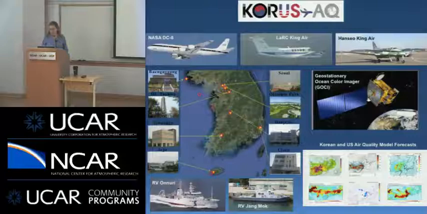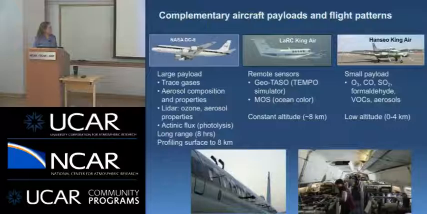So the three aircraft had very different roles. The NASA DC-8 is very large. For those of you who haven't seen it, this is the inside. You can't see so well, but it's many, many racks. It's an indication of all the inlets on one side of the plane. So it had trace gases and numerous aerosol composition and property measurements. It also has a LIDAR so that when we flew high, we could look down and get a full curtain of the ozone and aerosol backscattering. We had actinic flux, and it can fly for 8 hours and profiles from the surface to about 8 kilometers for this. It can go a bit higher.